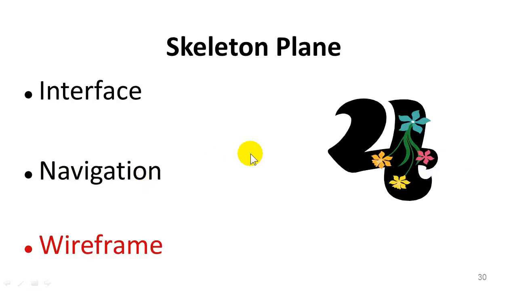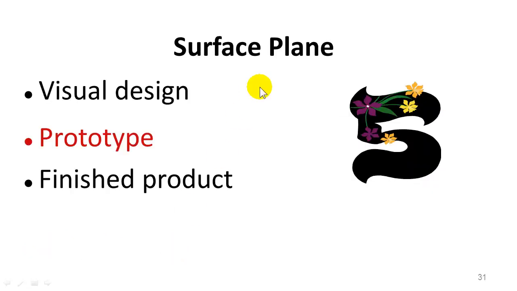The fourth plane, the skeleton plane. This is where we start thinking about how the interface will be structured, how the navigation will fit in. This is where we create a wireframe of the different parts of our application. Finally, the surface plane, number 5. This is where we actually start the visual design, and we might start with a prototype before we get to the finished product.